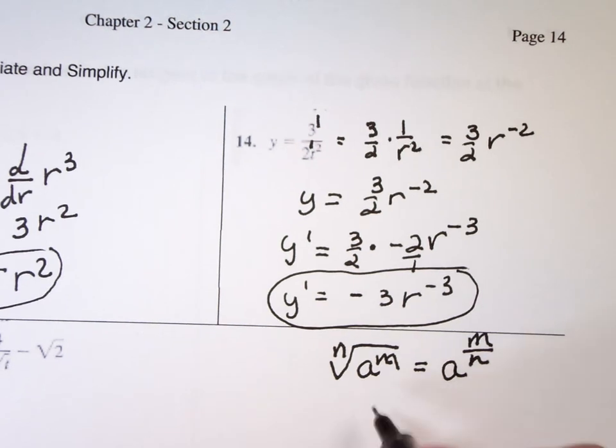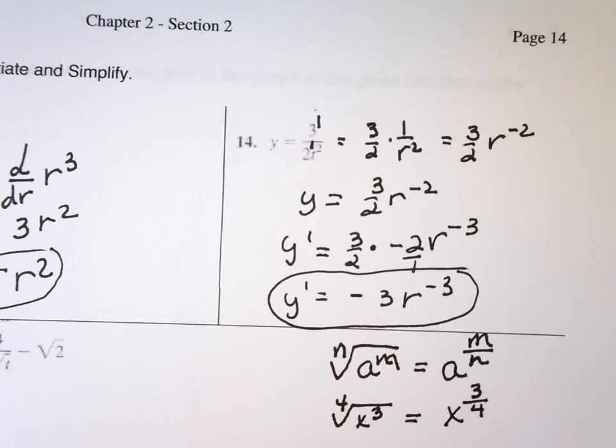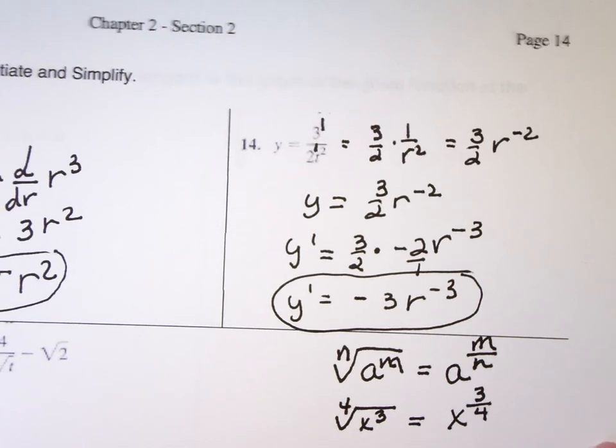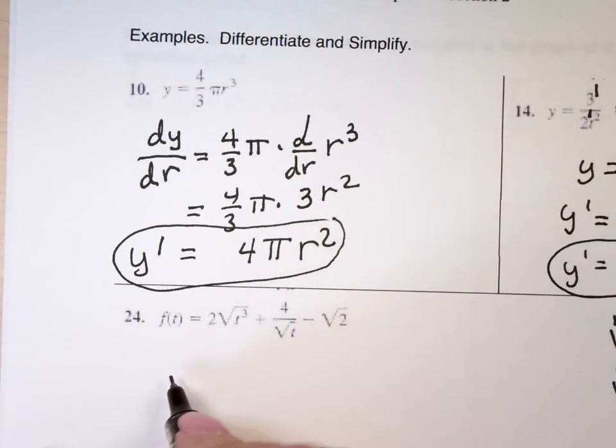So for example, the 4th root of x cubed would be the same as x to the power is 3, the index is 4, will be x to the 3/4. And you're going to do a lot of that. So here we go. I need to rewrite this.